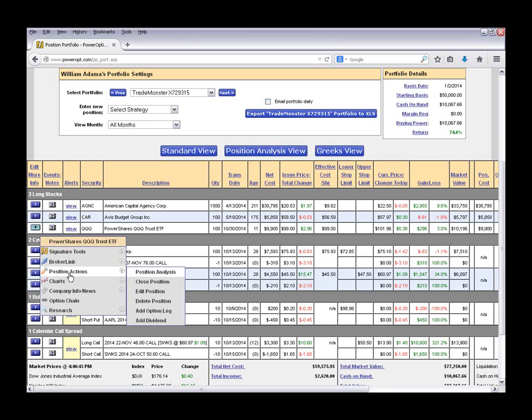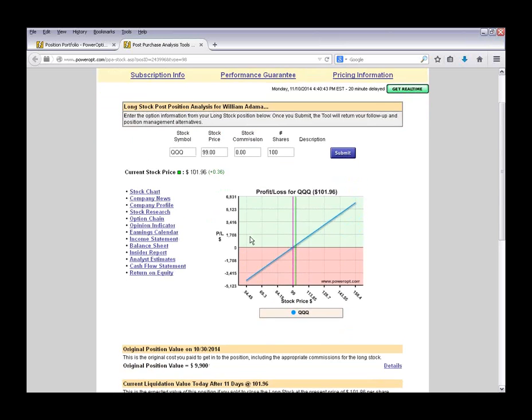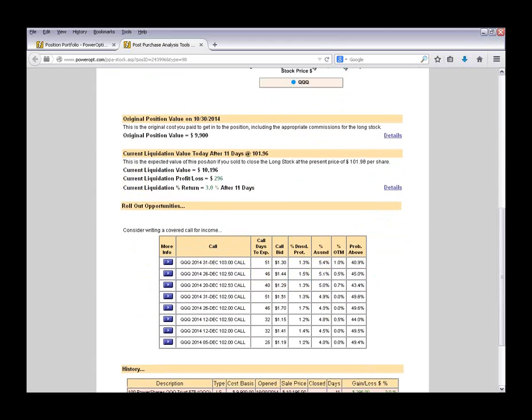Well, we can go to the Position Actions menu next to our Stock Position and Position Analysis. The Position Analysis gives you a breakdown of your current position that you're tracking in the portfolio. You have your basic profit and loss chart and some detailed links to further research and analysis. And then down below, you'll see the opportunities for some covered call screens, covered call opportunities.